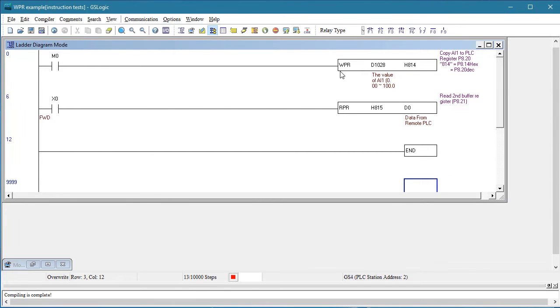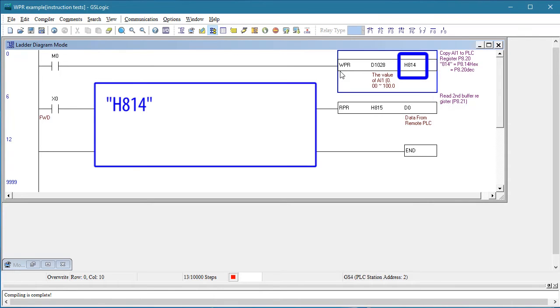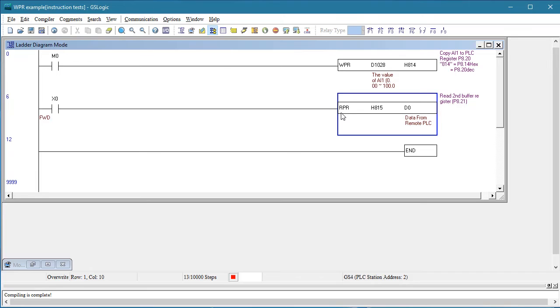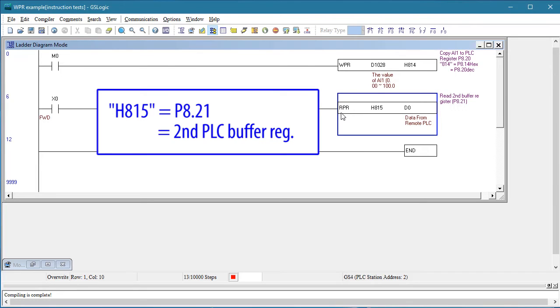Maybe we have the PLC read the special function register, which is analog input 1, and write that to parameter 8.20, which is the first PLC buffer register. This number here is 814 hex, so it's 8.14 hex, which is 8.20 decimal. And here we're reading parameter 8.21, which is the second of the 20 buffer registers we have available.